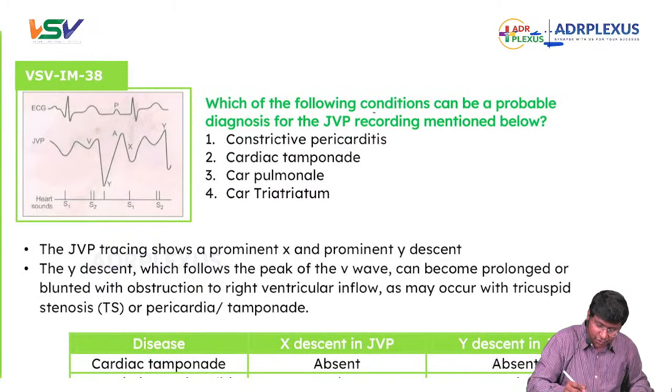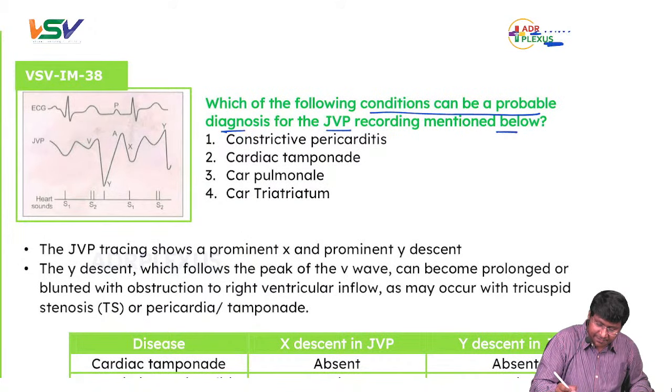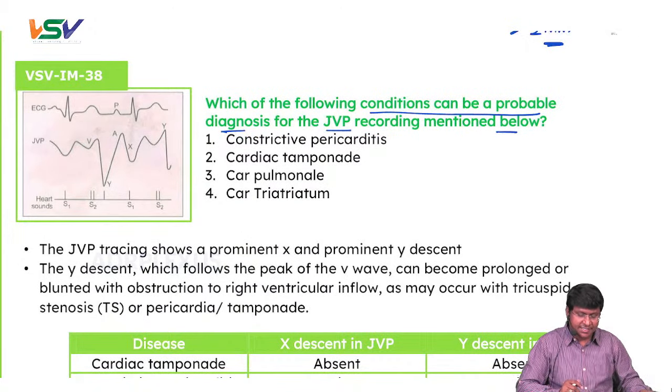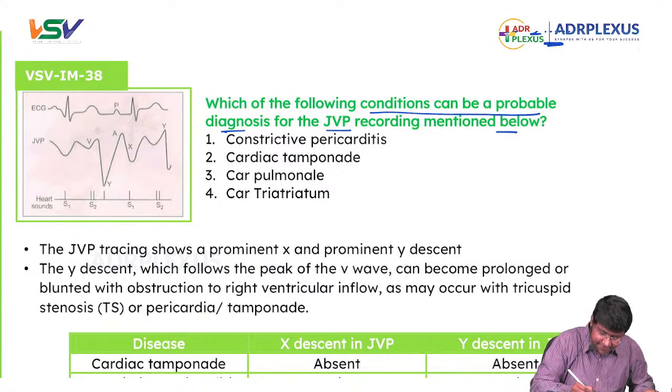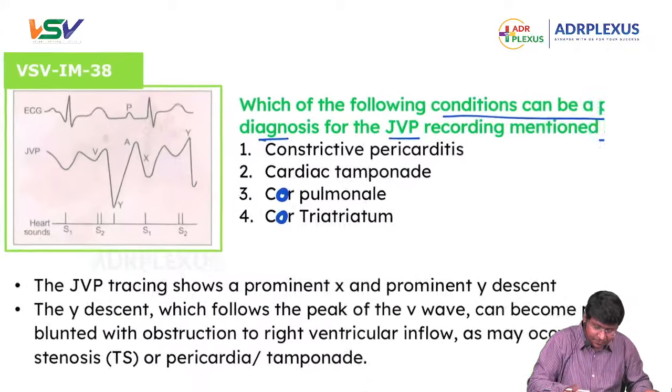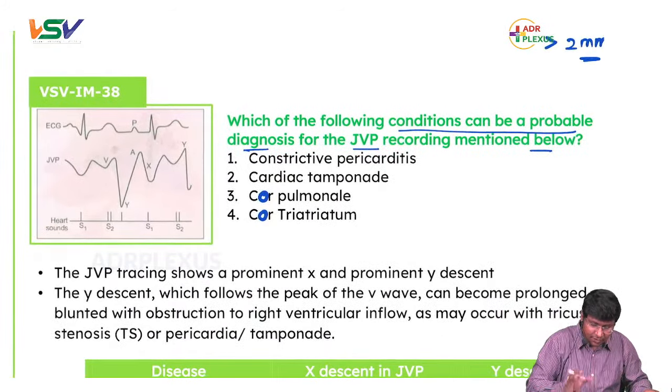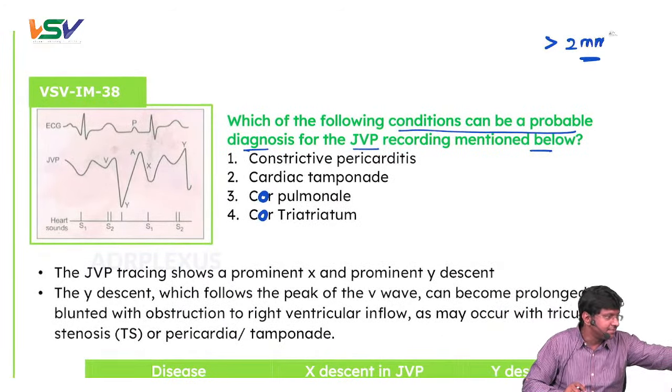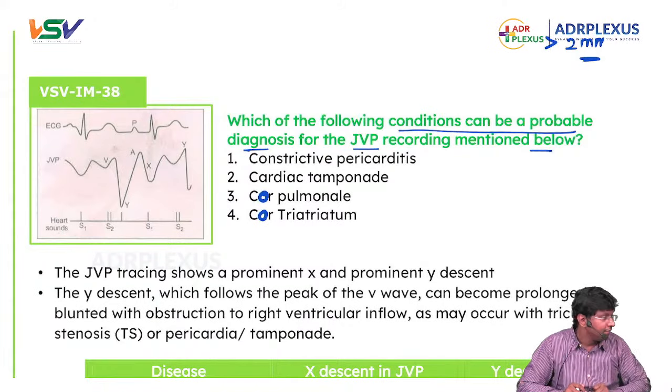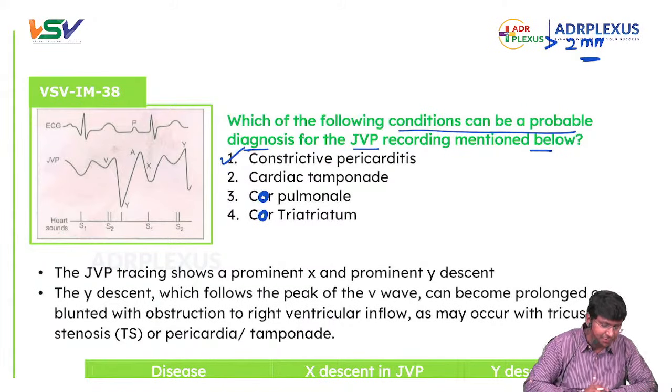Now, which of the following conditions can be the probable diagnosis for the JVP recording mentioned below? Constrictive pericarditis, cardiac tamponade, cor pulmonale, or cor triatriatum. In which condition do you observe this abnormality? Very good. So the answer is constrictive pericarditis.